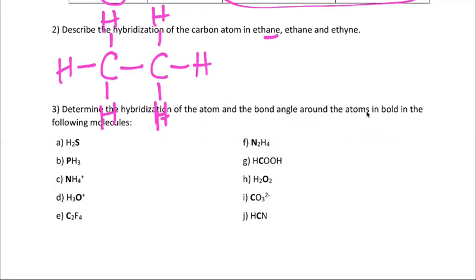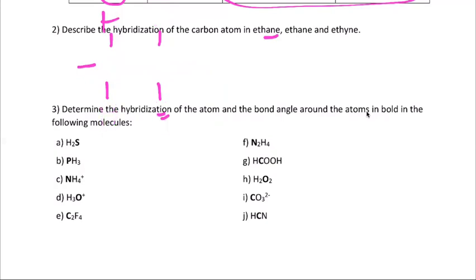So if your carbons are just single bonded like this, they each have to have 3 hydrogens to give them 4 electron domains and complete their octet of having 8 electrons around them. So that's what ethane would look like. You can look at the carbons and determine, based on the number of electron domains, what type of hybridization they would have.